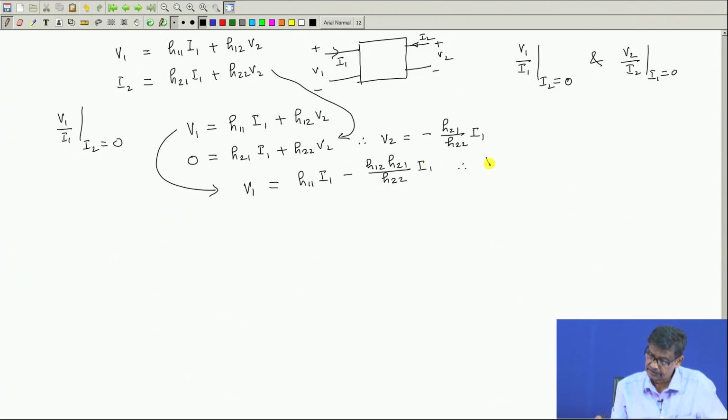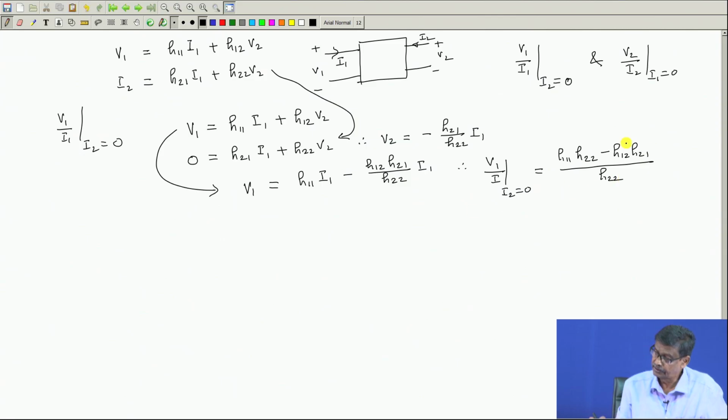Therefore, we get V1 by I1 with the condition that I2 equal to 0, output port open circuited, you will get H11 H22 minus H12 H21 divided by H22. This is what you will get. I will call this equation 1.